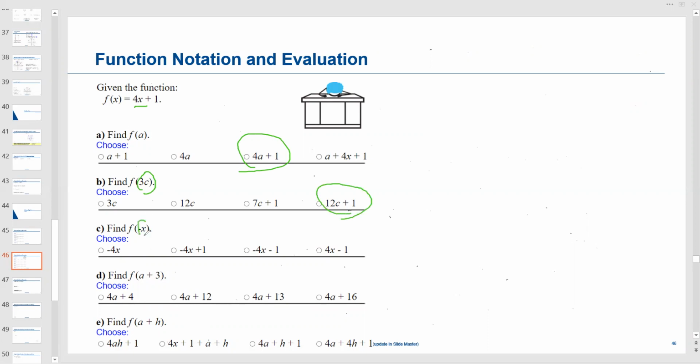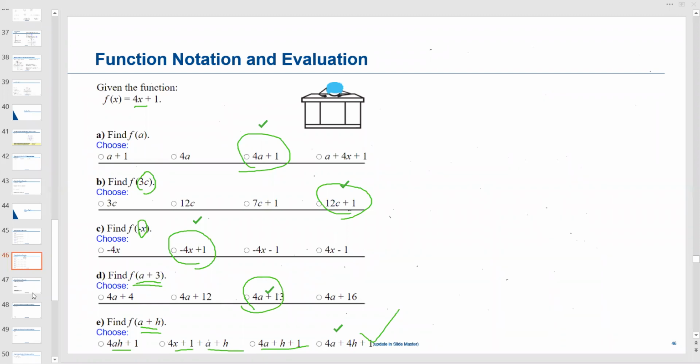So here, the same, replace x with negative x. So you get negative x plus 1, right? Only change here. So if you replace the x with a plus 3, it's 4a plus 12, plus 1. So you get 4a plus 13. Yep, got it. So a plus h. So you get 4a plus 4h plus 1. So not like this, right? Not like this. Not like either. Okay. So the homework part, this one we talked about already.